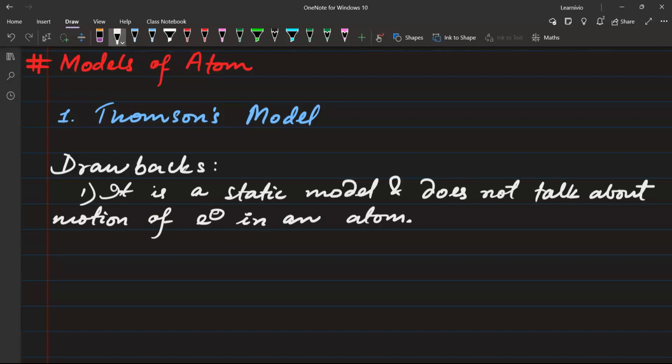By the way, whatever drawbacks we state about a particular model, they appear only after we have discovered something new, such as something about the electron that the Thomson model cannot explain. So when the Thomson model was given, it did not have any drawbacks. When Thomson gave the model with his experiments, it did not have any type of drawback.